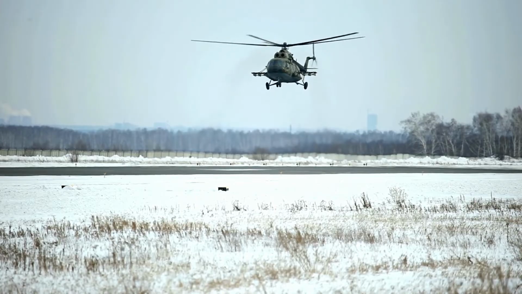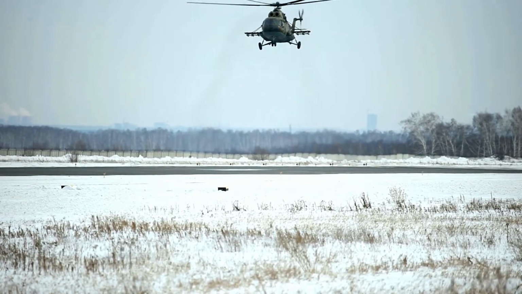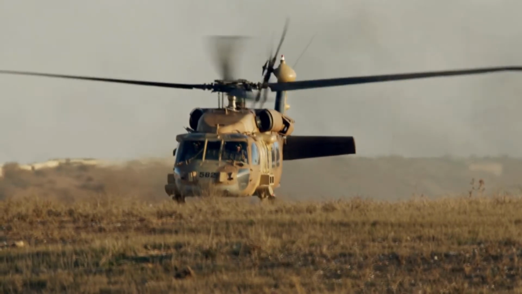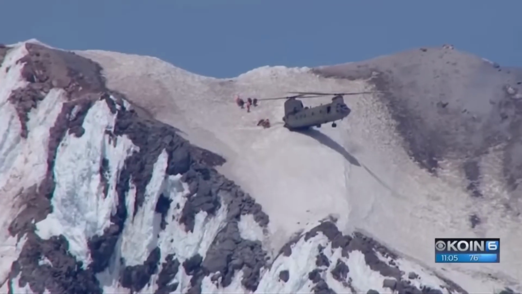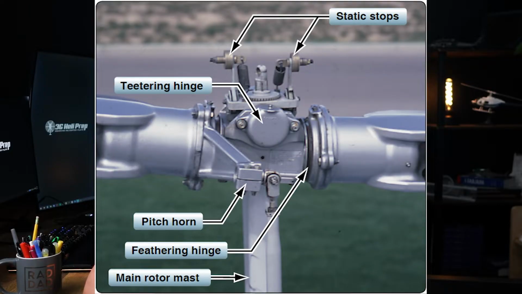Fully articulated rotor systems are commonly found in larger, more complex helicopters like the Sikorsky UH-60 Blackhawk or the Boeing CH-47 Chinook. Semi-rigid rotor systems typically have two blades that are rigidly mounted to the rotor hub, but can flap and feather. The blades cannot move independently in the lead and lag direction.